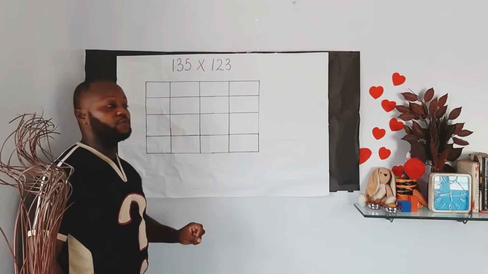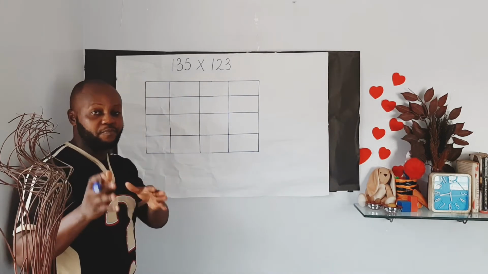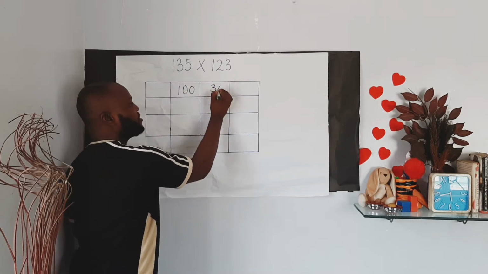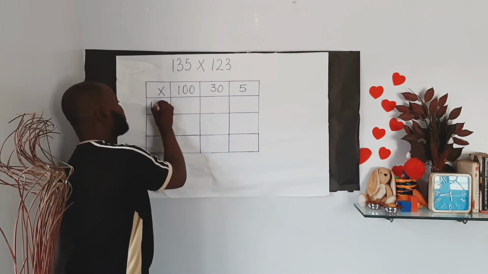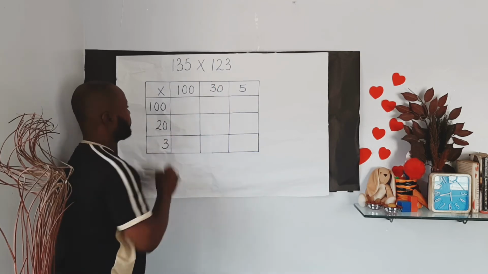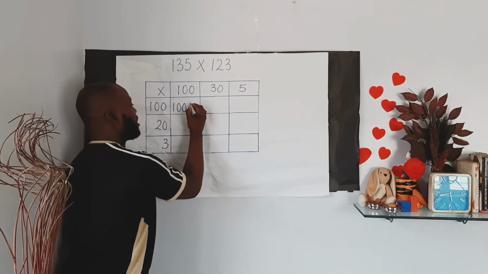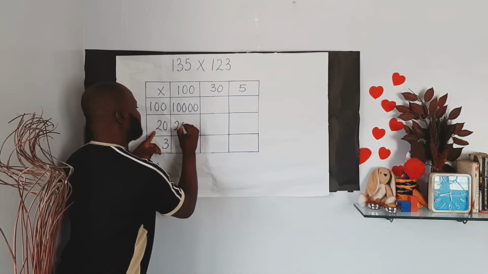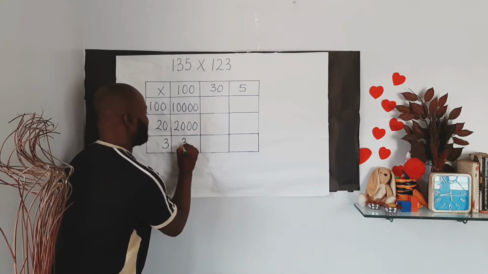Alright, the third example, 135 times 123. I'm going to partition these numbers based on their place value. So at this point, I'll have 100, 3 tens, which is 30, then 5 ones, times 123: 100, 2 tens, which is 20, then 3 ones. So 100 times 100. I have 100 times 100 as 10,000. Then 100 times 20. I have this as 2,000. Then 100 times 3 is 300.